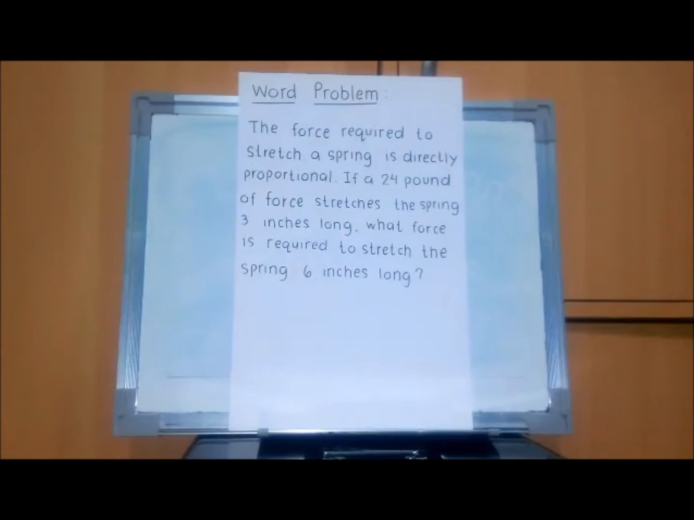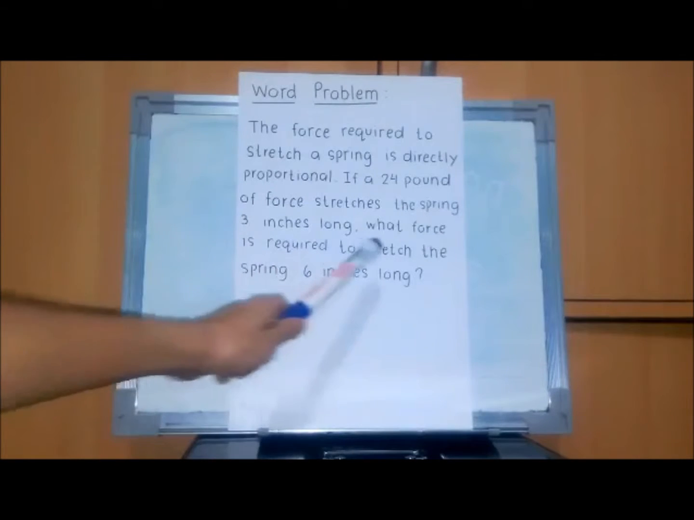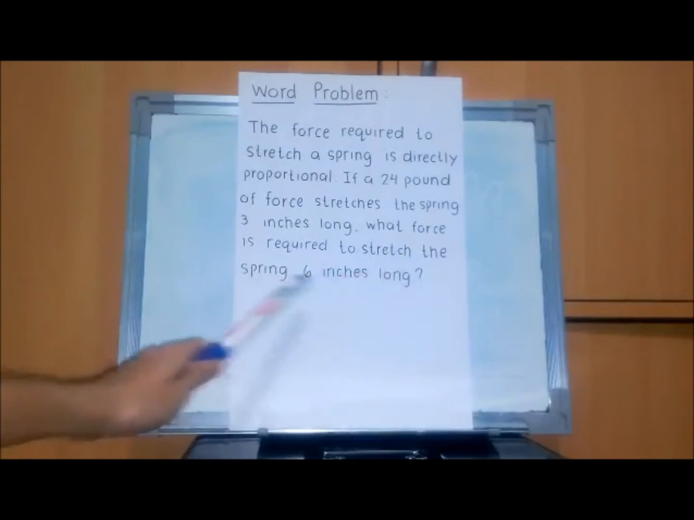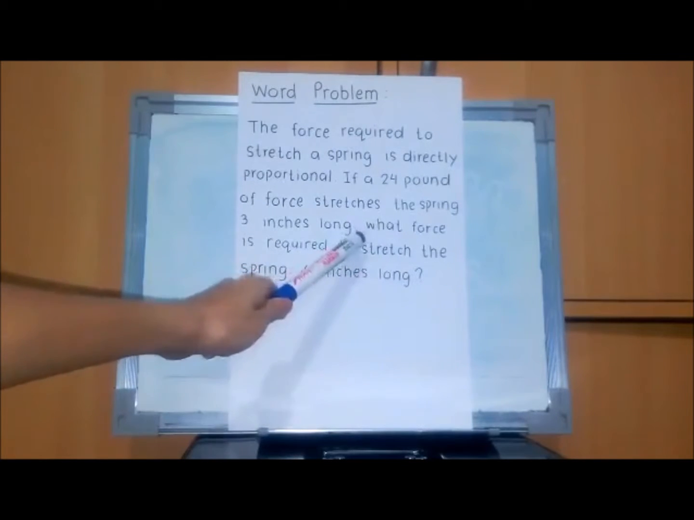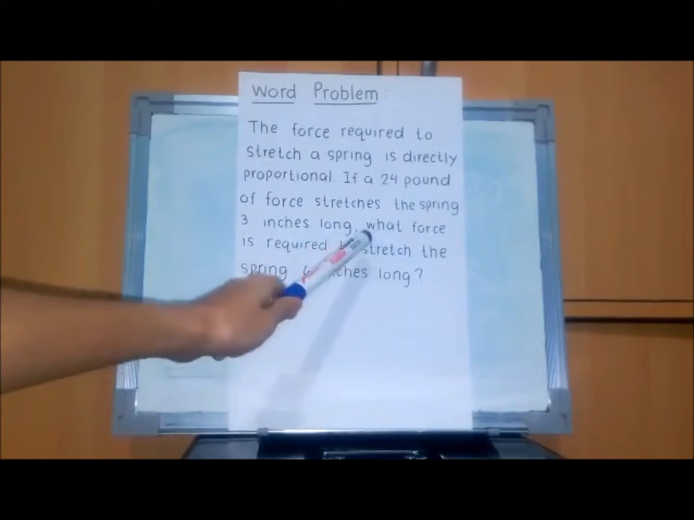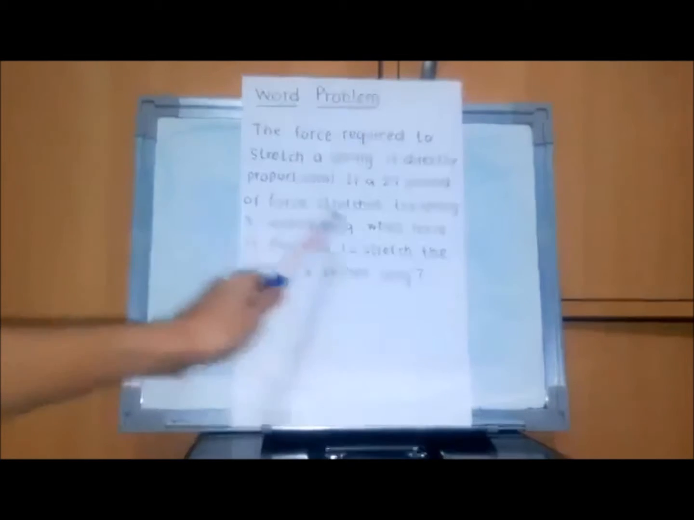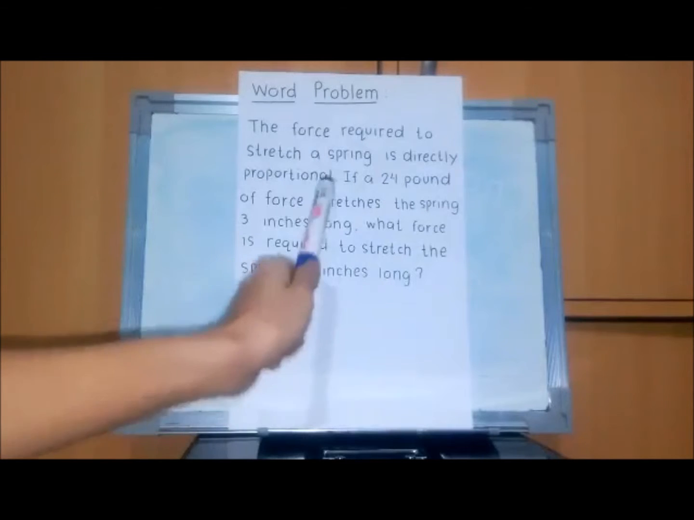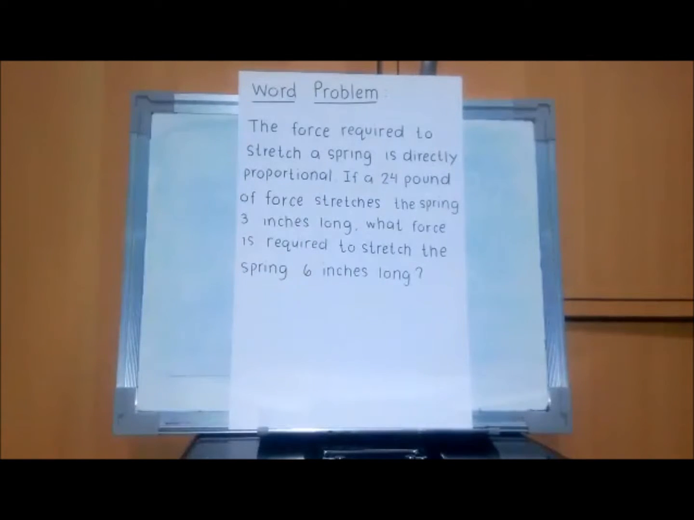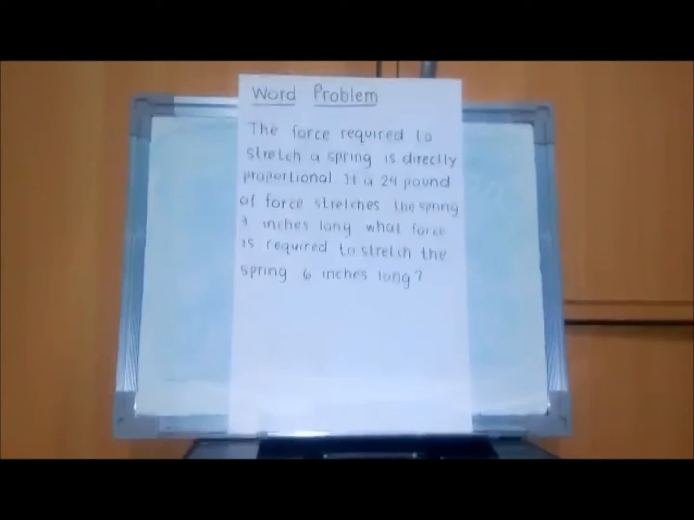And for our dependent, we have here: what force is required to stretch the spring 6 inches long. There's a comma here which divides both of them, the independent and dependent variable, or let's say more likely a statement. Now it is time for the solving, and that will be for our part 4.